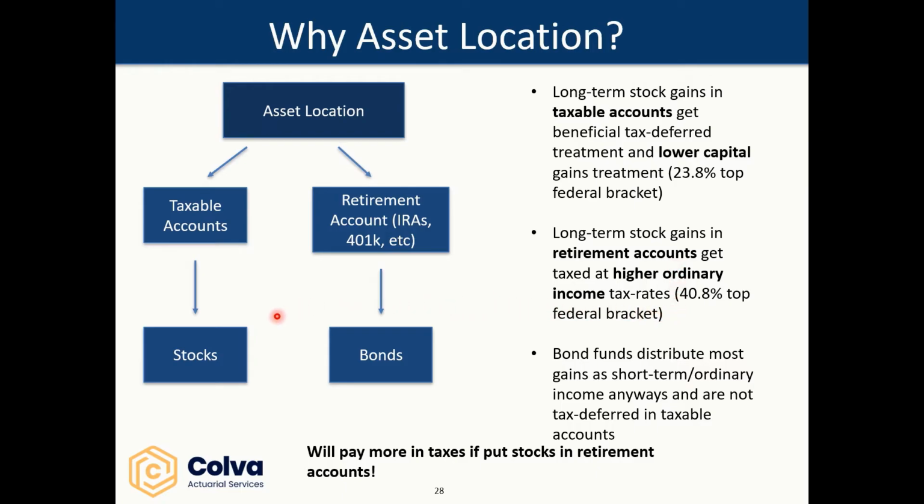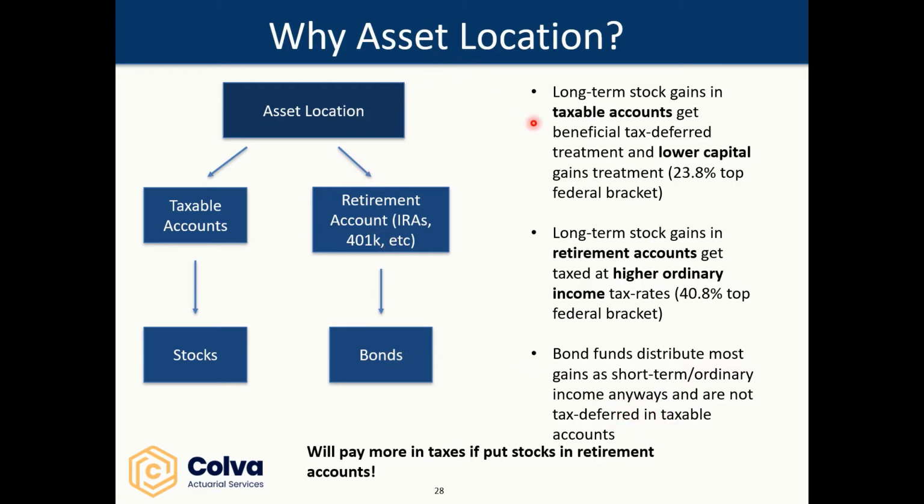So again, if you're just putting stocks into your retirement accounts, you're really hoping that in retirement, your ordinary income will drop, right? Bond funds distribute most gains as short-term ordinary income, anyways, and they're not deferred in taxable accounts. So if you put your bonds in a taxable account, then every year you're paying taxes on it. Versus if you put it in a retirement account, you can defer those taxes, right? So those gains that you're getting every year are not being taxed until you withdraw, 30 years from now. So you're getting beneficial treatment by putting bonds into a retirement account.